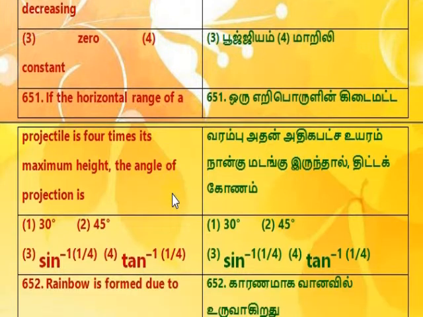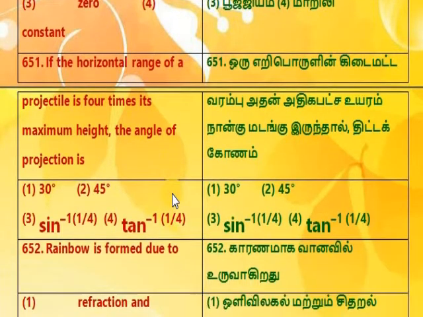651. If the horizontal range of a projectile is 4 times its maximum height, the angle of projection is: 1. 30 degrees, 2. 45 degrees, 3. sin⁻¹(1/4), 4. 1/4.